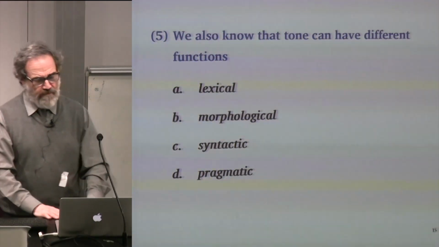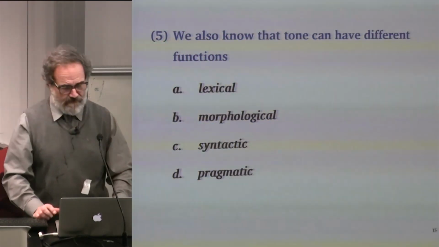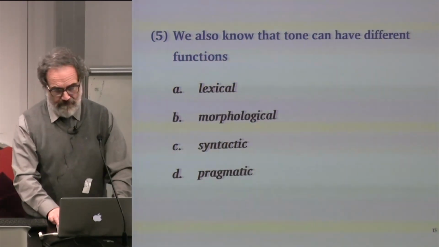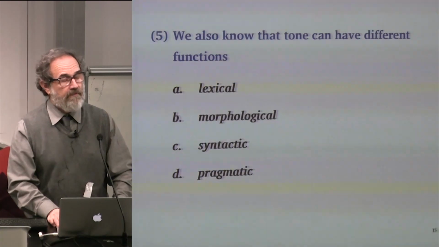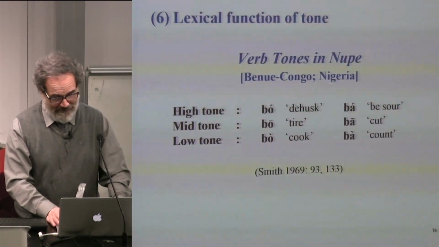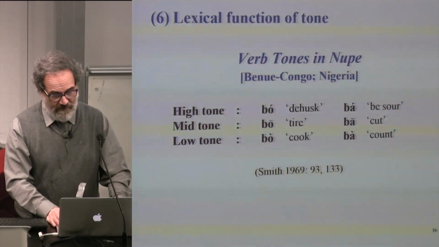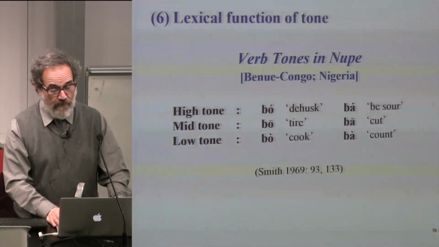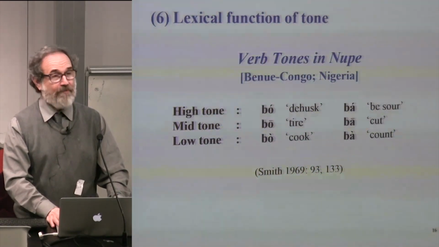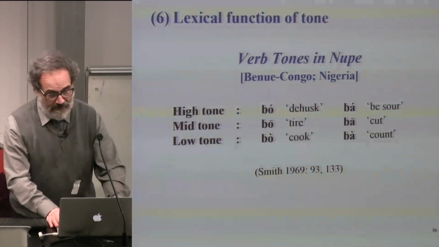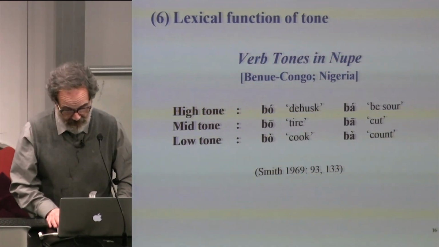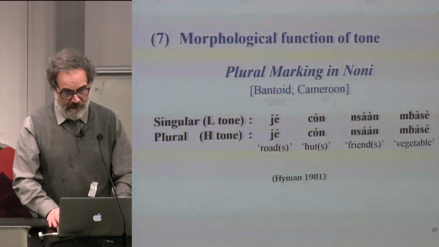We also know that tone can have different functions. Coming back to the title of my talk: lexical, morphological, syntactic, pragmatic. Let me quickly give an example of each. Here are some verb tones in Nupe from Neil Smith's work, where you can see that these verbs are distinguished only by tone. Bo, bo, bo. Ba, ba, ba. Three levels of tone, high, mid, and low. And the function there of tone is to distinguish these lexical morphemes.